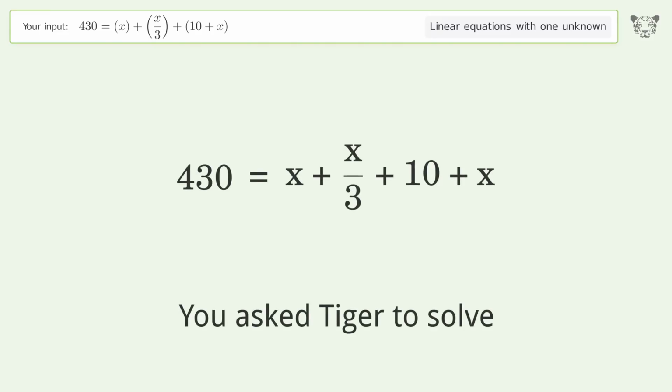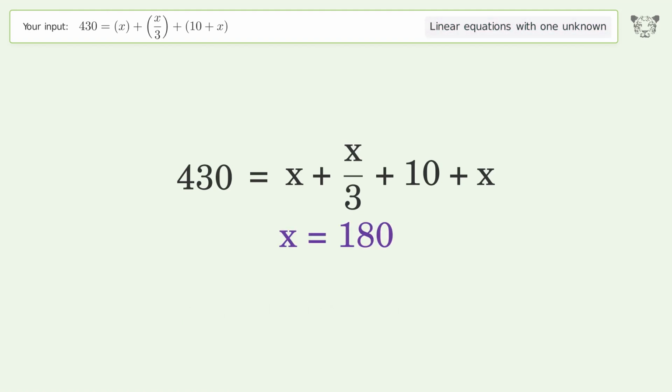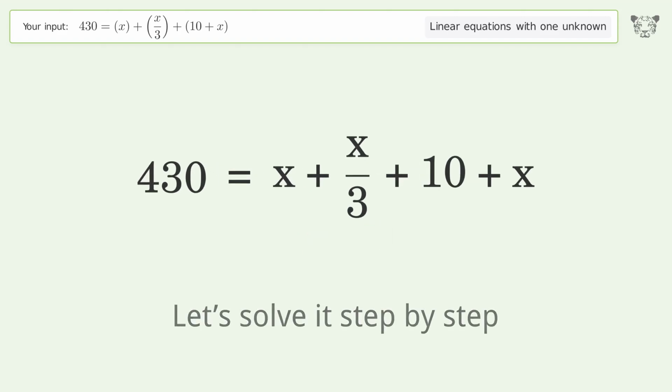You ask Tiger to solve. This deals with linear equations with one unknown. The final result is x equals 180. Let's solve it step by step.